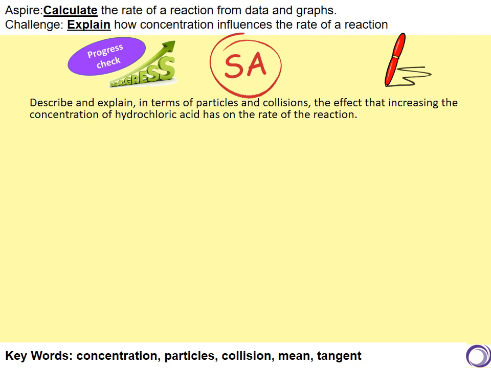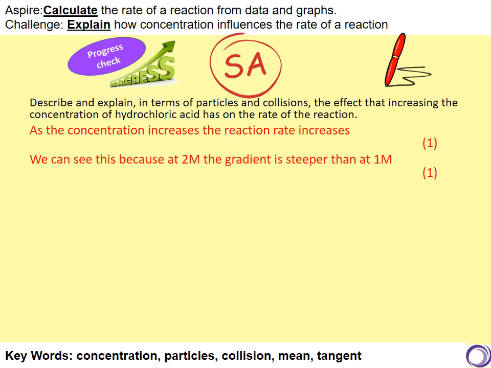Let's see how we got on. Grab your red pen, and if you need to make any improvements, do so as we go along. First of all, we should have said that as the concentration increases, the reaction rate also increases. We then needed to say that we could see this because at 2 molar, the gradient is steeper than that at 1 molar.